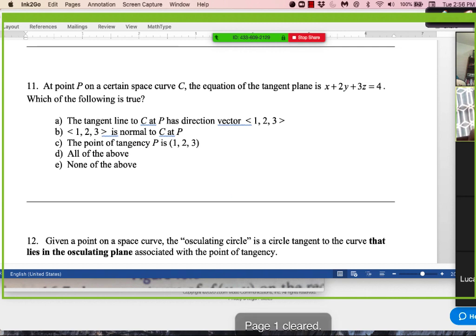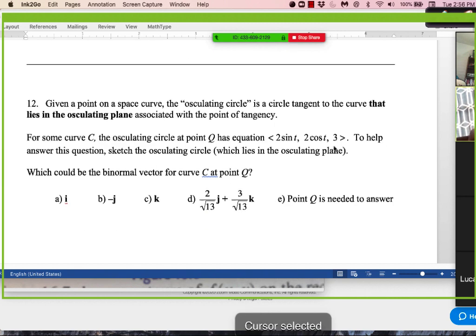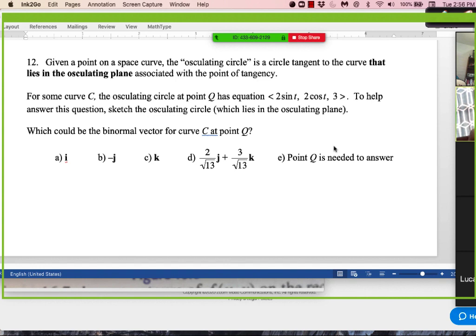Okay, osculating circle. The osculating circle is just this tangent circle that lies in the osculating plane. I gave you the osculating circle: it was 2 sine t, 2 cosine t, 3. So that lies in the plane z equals 3. It's a horizontal circle at z equals 3 with radius 2.